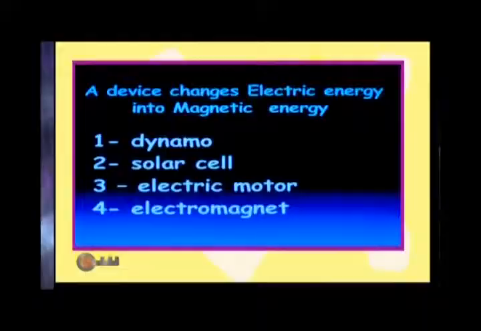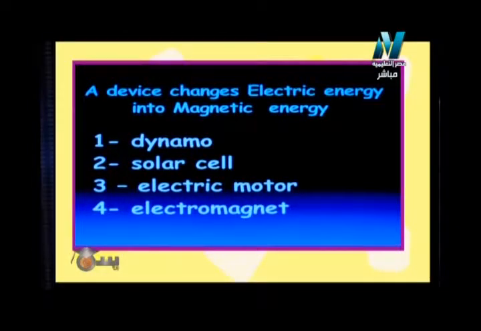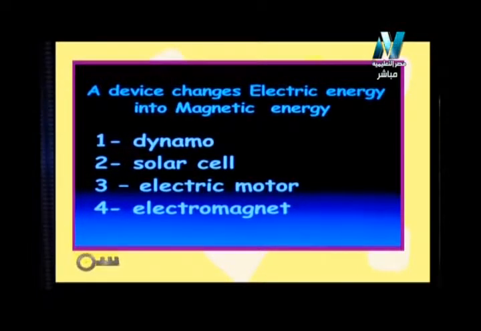So, another question for the first team. A device changes electric energy into magnetic energy. جهاز بيحول. First team, Matthew and Seif. Who will answer from you? Me. Okay. A device changes electric energy into magnetic. So Matthew will answer now.